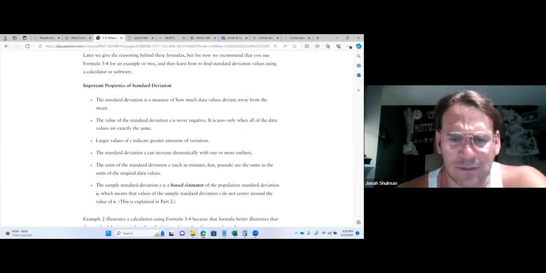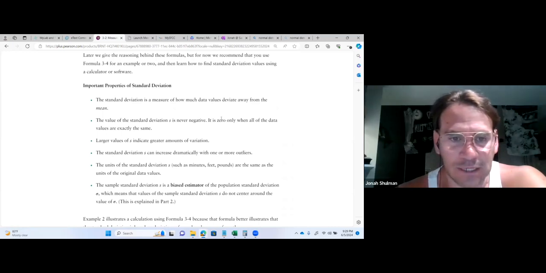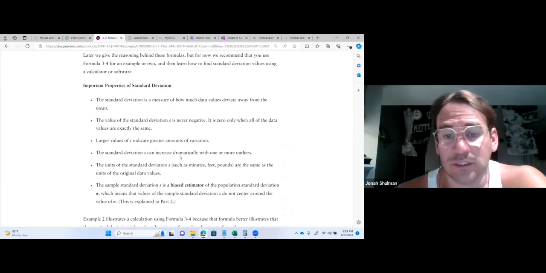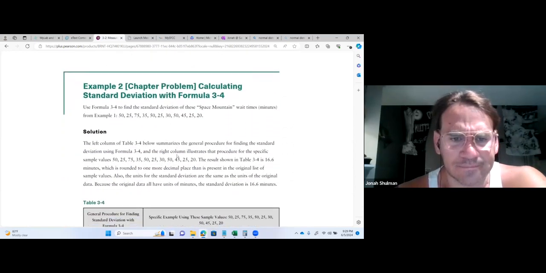Sample standard deviation S is a biased estimator, which is explained in part 2. All right. Standard deviation can never be negative. That makes sense. It can be 0 when all the data is the same. Larger is more variation. It will increase dramatically with outliers. Yeah, no, that makes sense. Oh, I like it.